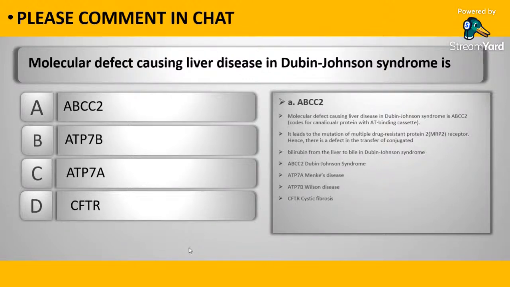So the molecular defect causing liver disease in Dubin-Johnson syndrome is ABCC2, which codes for a canalicular protein with an ATP binding cassette. It leads to mutation of the multidrug resistance protein, that is the MRP2 receptor. Hence, there is a defect in transfer of conjugated bilirubin from liver to bile in Dubin-Johnson syndrome. ABCC2 Dubin-Johnson syndrome, ATP7A Menkes disease, ATP7B Wilson's disease, CFTR cystic fibrosis.